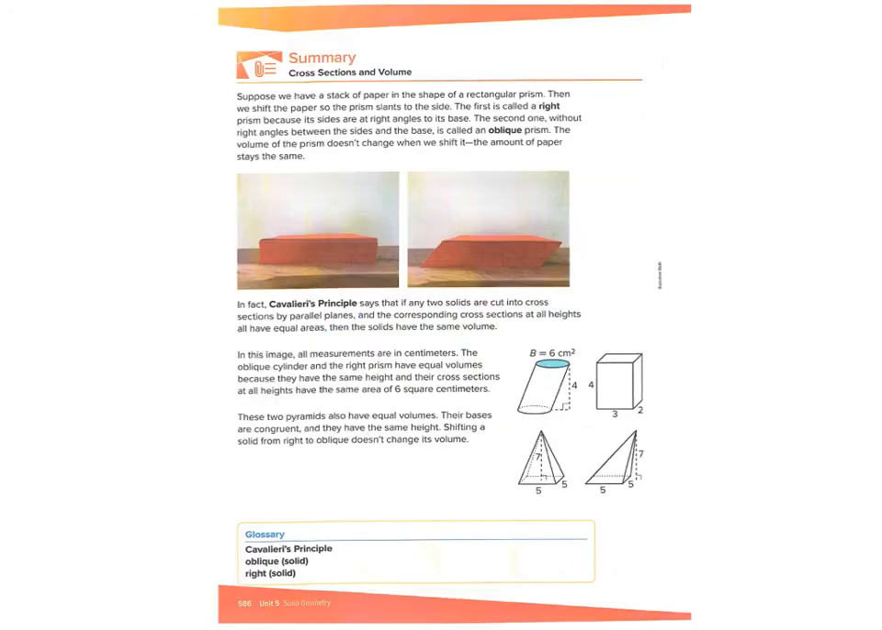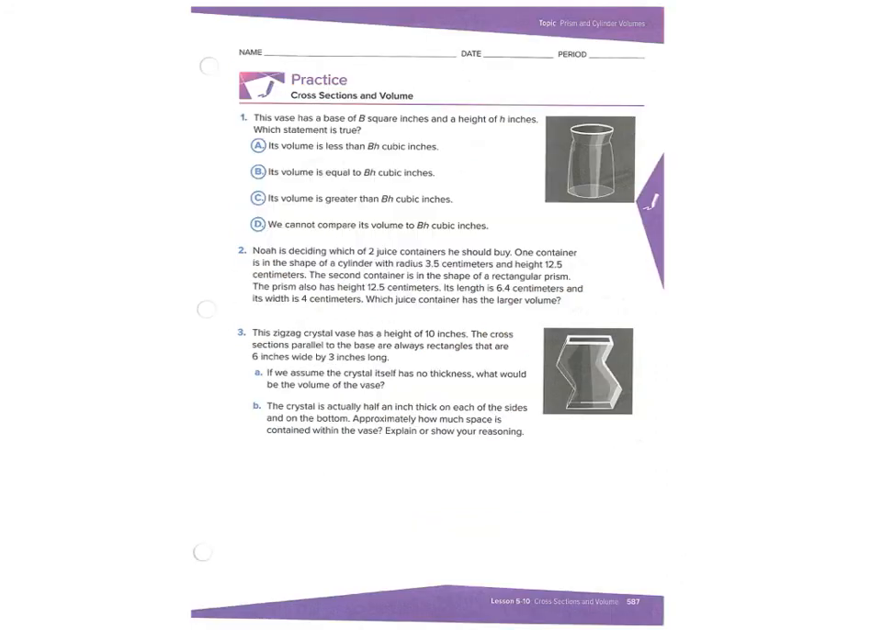So if I could go one more page to the homework, I want to talk about number 3. Number 3 was confusing for students before, so I want to discuss it. So there's 2 problems here. Problem A is the volume of this crystal vase if the glass has no thickness. Problem B is different. It is the volume of this crystal vase if the glass is a 1/2 inch thick on each side. So that will change my math.